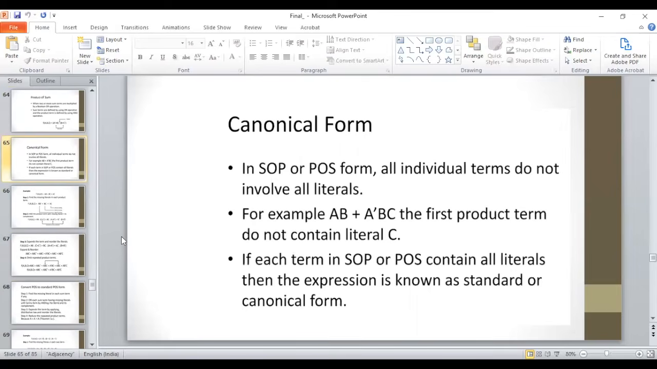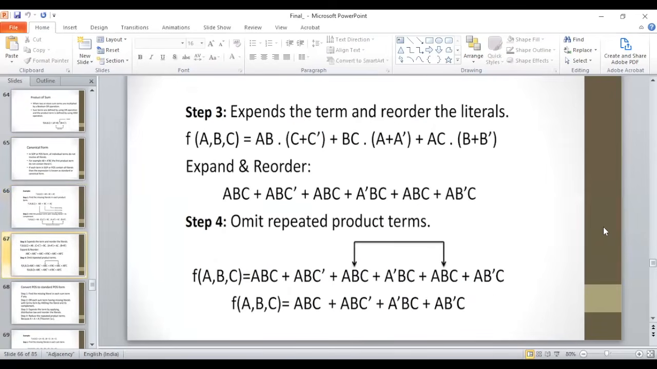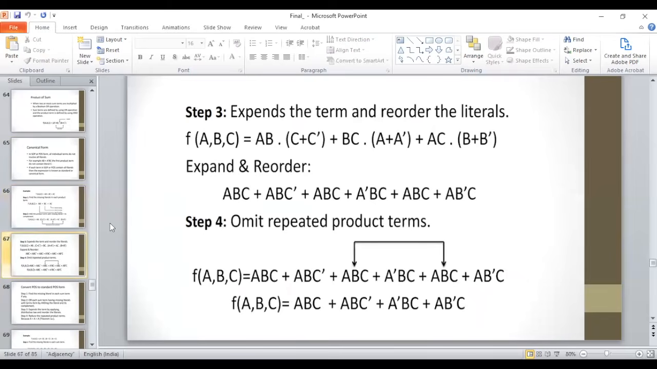Right, so let me take one example in a canonical form. Now let's see. This is AB plus BC plus AC. Now one variable is left, that is C, so I'm taking C plus C bar. BC, A plus A bar, and AC is nothing but B plus B bar. Just open it out and omit the repeated product terms, and you will see certain kinds of values. See, it can be AB plus BC plus AC, right, and it's going to be clubbed together. So that is how we can see the canonical form altogether.